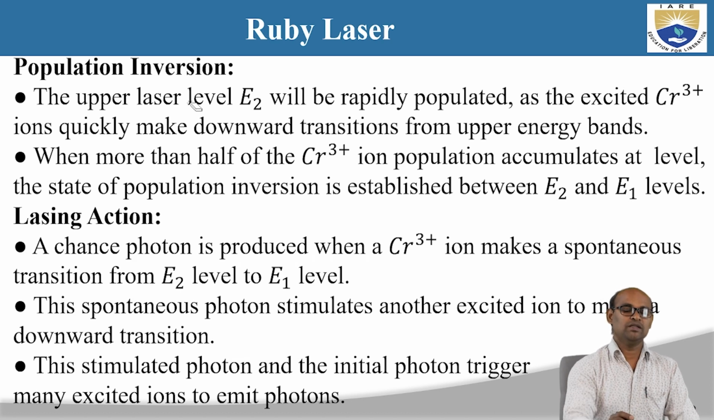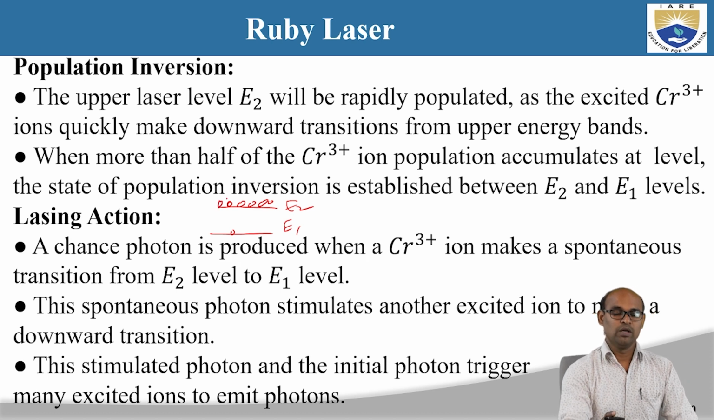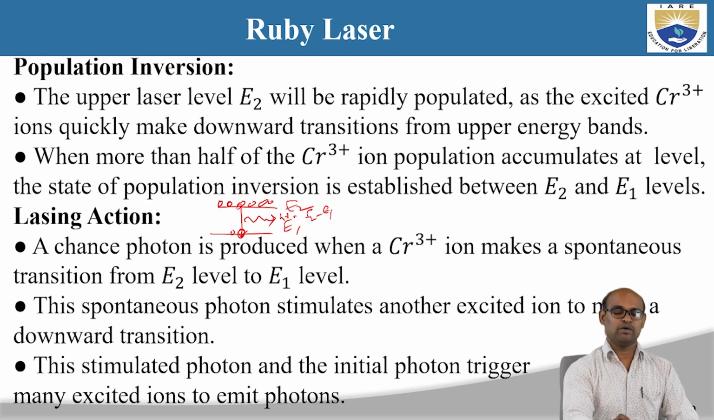Once we completed population inversion, a chance photon is produced. Population inversion is achieved between E2 and E1, so there are more chromium atoms in E2 compared to the ground state E1. A chance photon is produced when a chromium atom makes a transition from energy level E2 to E1. One of the chromium atoms decays to the ground state. E2 is greater than E1, so when the atom decays to the ground state, the energy difference is emitted as a photon, with hν equal to E2 minus E1.